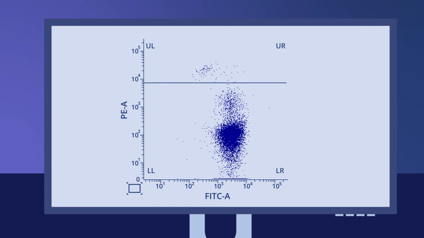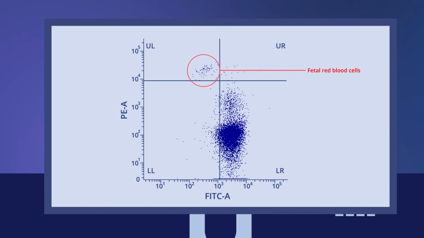Place the horizontal axis of a quadrant gate directly under the hemoglobin F-positive population, and place the vertical axis directly left of the carbonic anhydrase positive and hemoglobin F-negative population. Fetal red blood cells are located in the upper left quadrant. Maternal F cells, which can potentially interfere with the result, will be located in the upper and lower right quadrants.